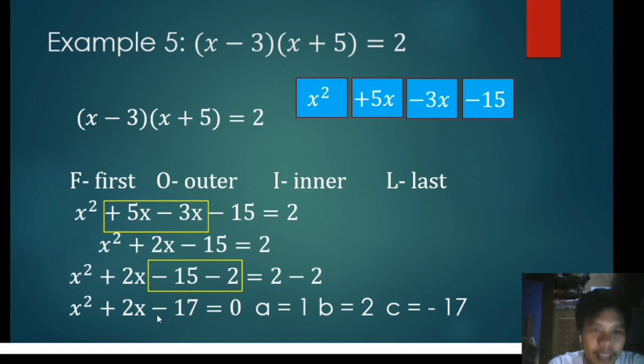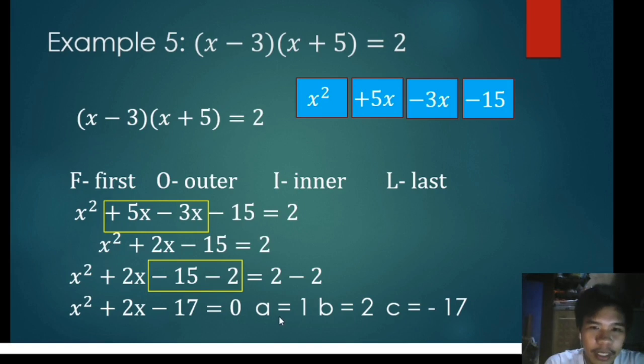So we copy negative 17 equal to, look at the right side of the equation, 2 minus 2 is now equal to 0. So therefore, x squared plus 2x minus 17 equal to 0 is now written in its standard form. After that, we can now identify the terms: the quadratic term, the linear term, and the constant term. We are now ready to get the values of a, b, and c.